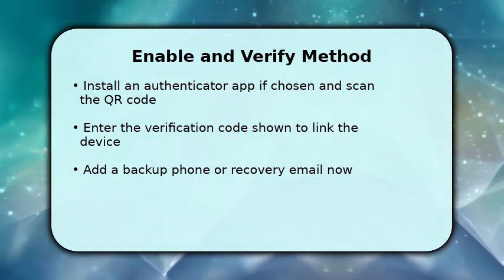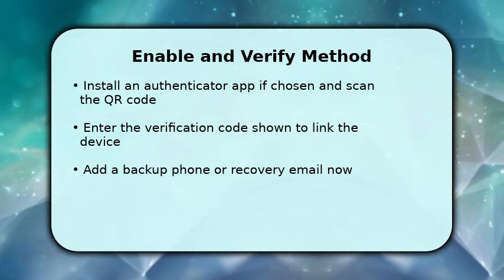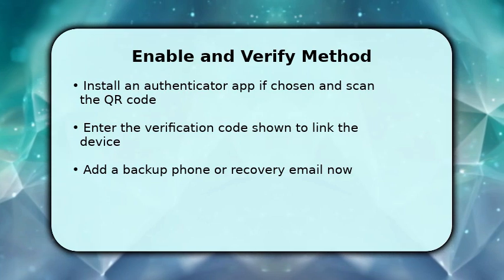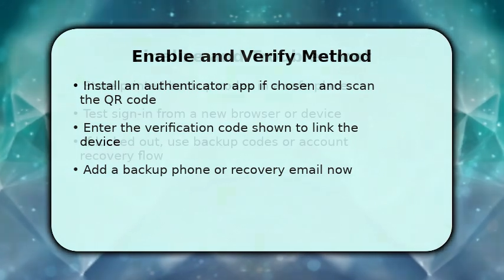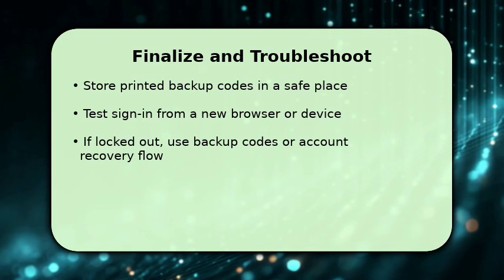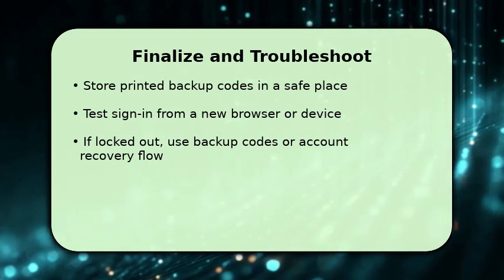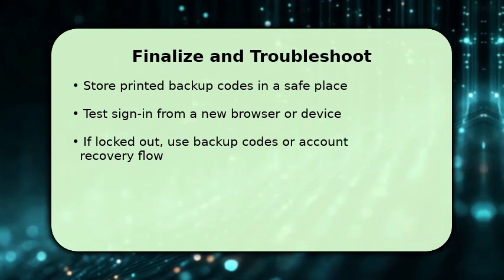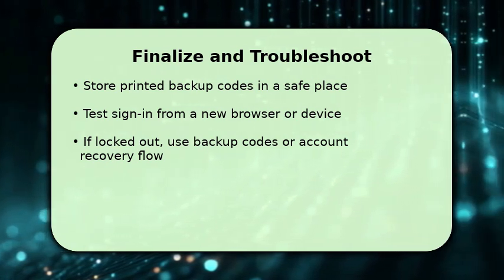Make sure to label devices and note device names so you recognize which device generated codes in the future. Finish by saving backup codes and configuring a hardware key if available, because redundancy prevents lockout. Test the setup by signing in from a different browser or device to confirm prompts appear and codes work.